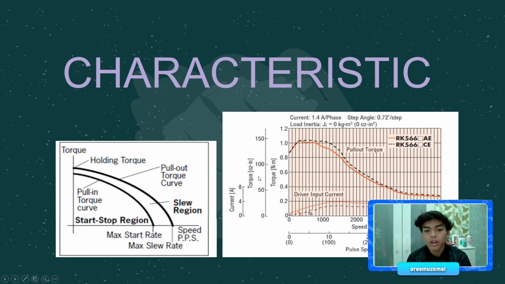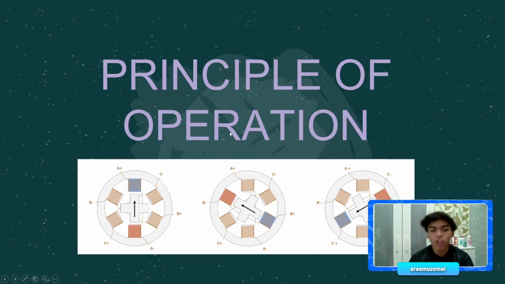Okay, so the starting current for a stepper motor. A typical stepper motor will have a peak current of 1.40 amperes, and the starting torque, the peak torque, is 0.8 to 1.2 Nm.